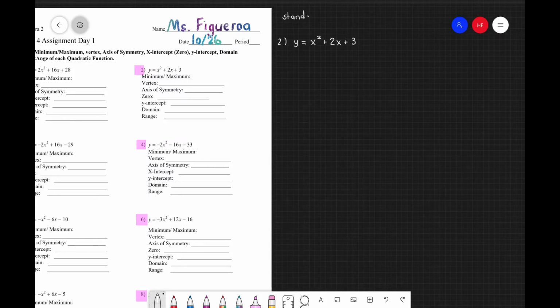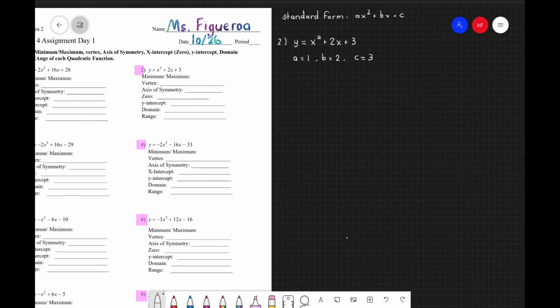let me write it out for you. We have ax squared plus bx plus c. So my a value is 1, my b value is 2, and my c value is 3. So for the minimum or maximum, we need the vertex. The vertex we're going to find by finding the axis of symmetry first.